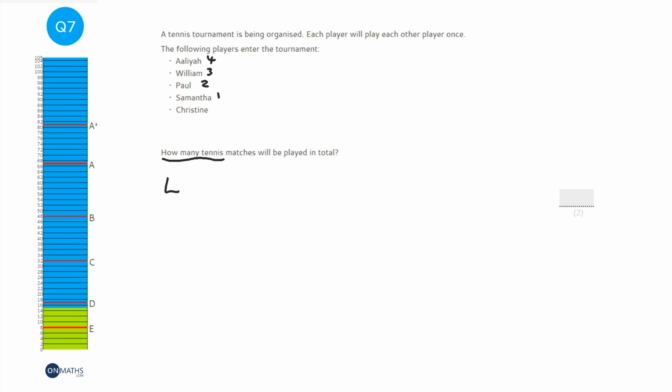So, we've got the 4 matches Elia's going to play, the 3 matches that William's going to play, not counting the one we've already counted from Elia, plus the 2 Paul's going to play, plus the other one that Samantha's going to play. So, 4 plus 3 is 7, plus 2 is 9, plus 1 is 10. So in total, there are 10 different matches going to be played.